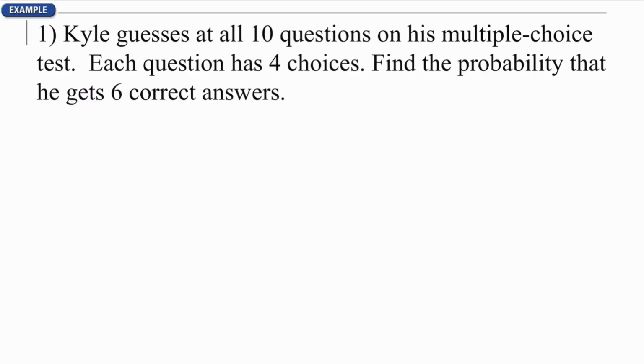Number 1, Kyle guesses at all 10 questions on his multiple choice test. Each question has 4 choices. Find the probability he gets 6 correct answers. So let's write down what we know. Our number of trials is 10 because there's 10 questions.